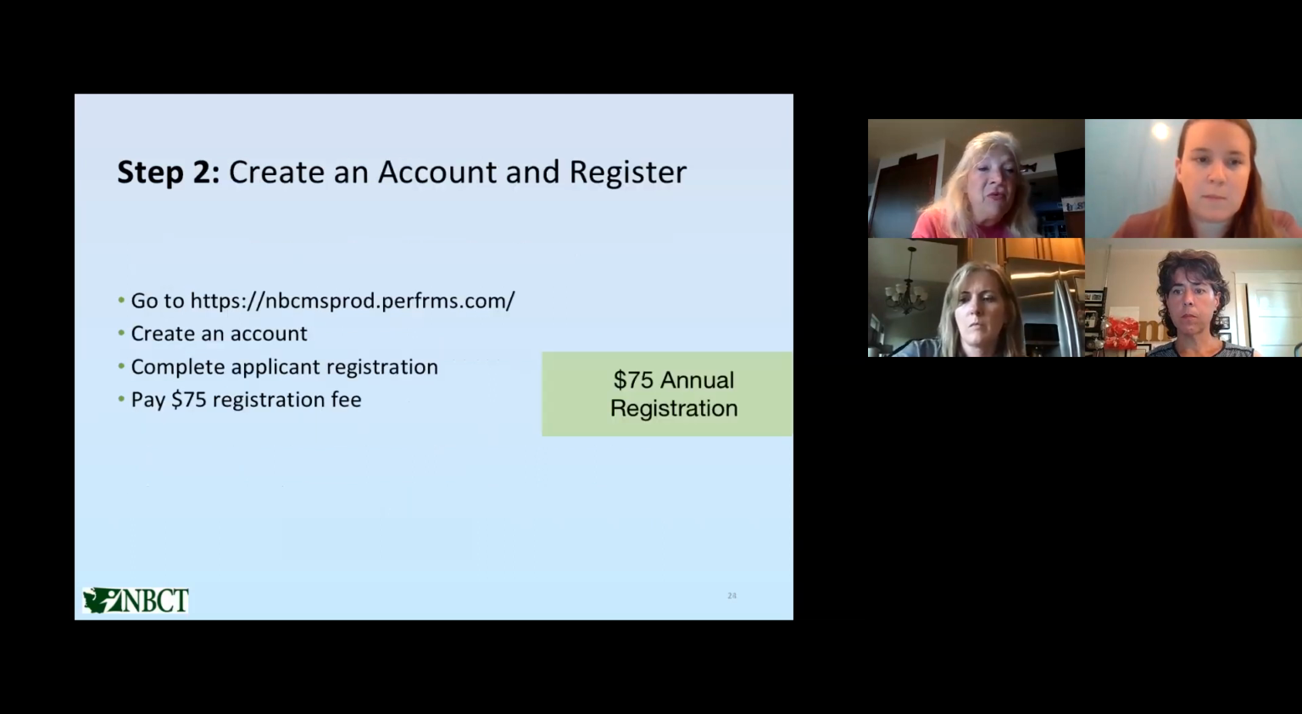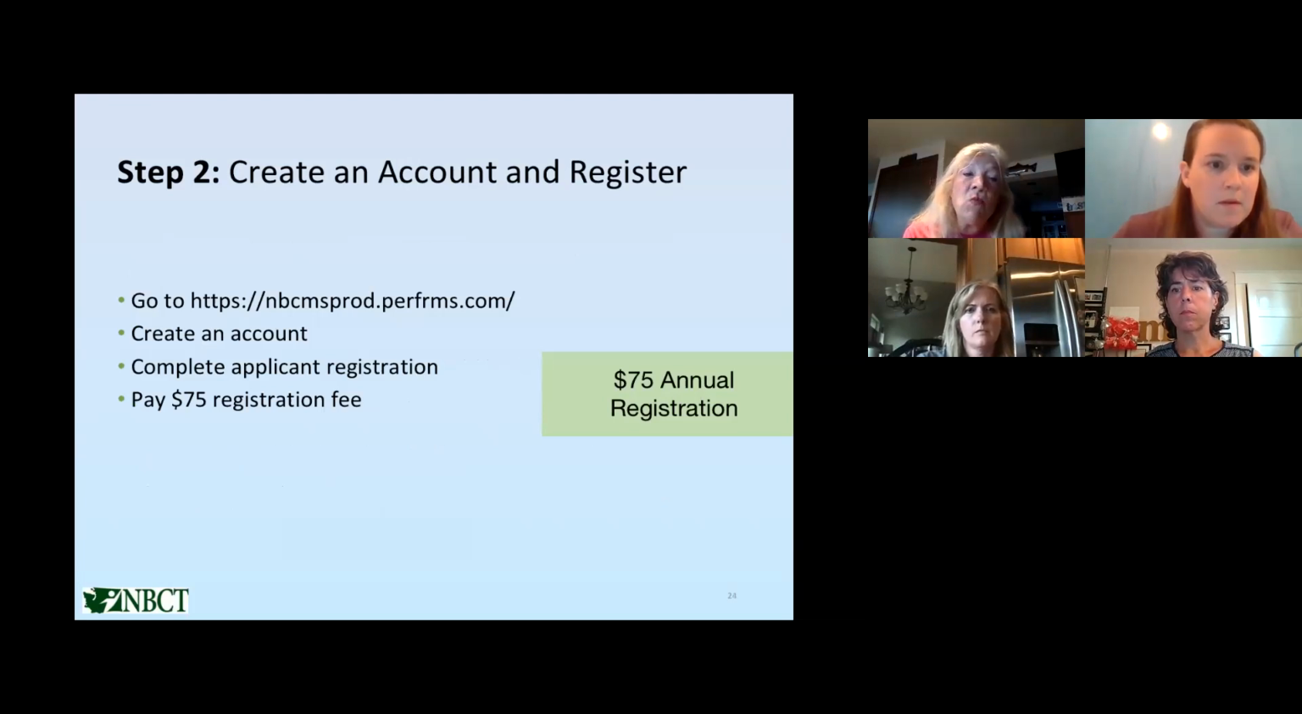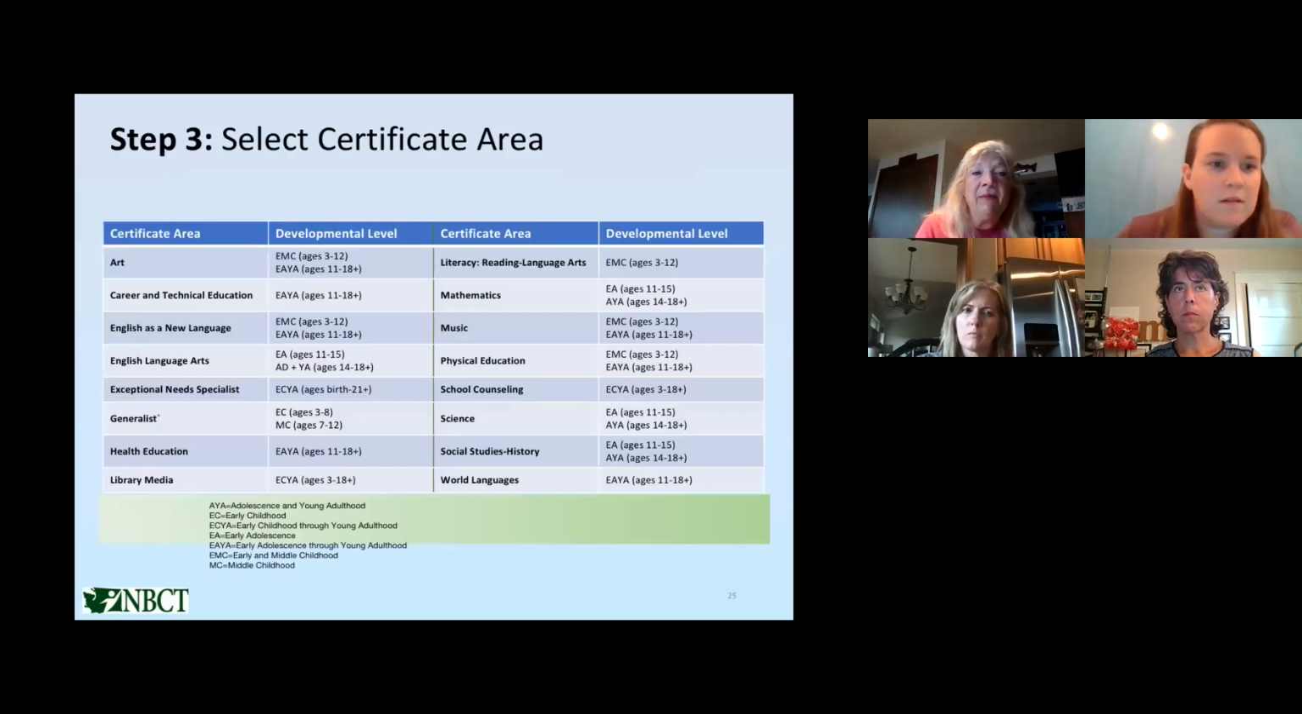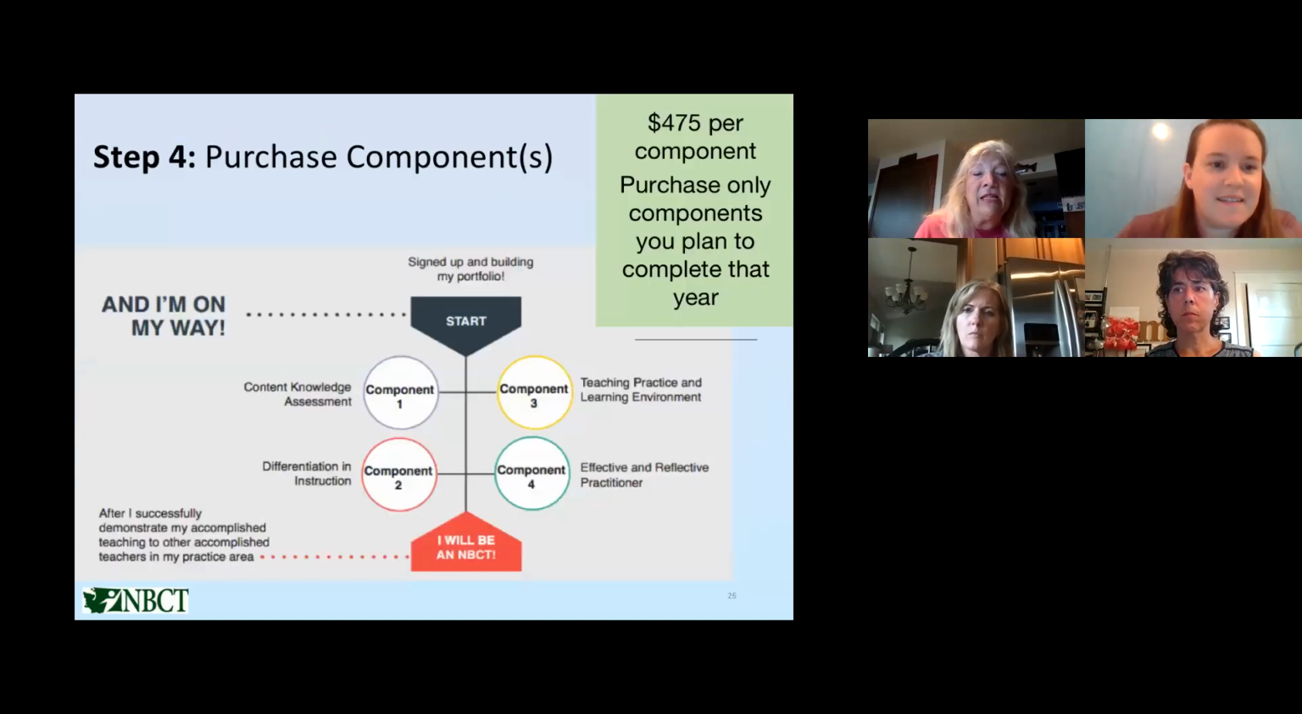Then you go to the National Board website, you create an account, you pay your $75 registration fee, and you decide what component you want to start with. You can download component specific instructions off of the certificate page and start looking at your component requirements. Again, if you attend Jumpstart, they'll go through this very, very clearly. Caitlin already put the cert areas in.